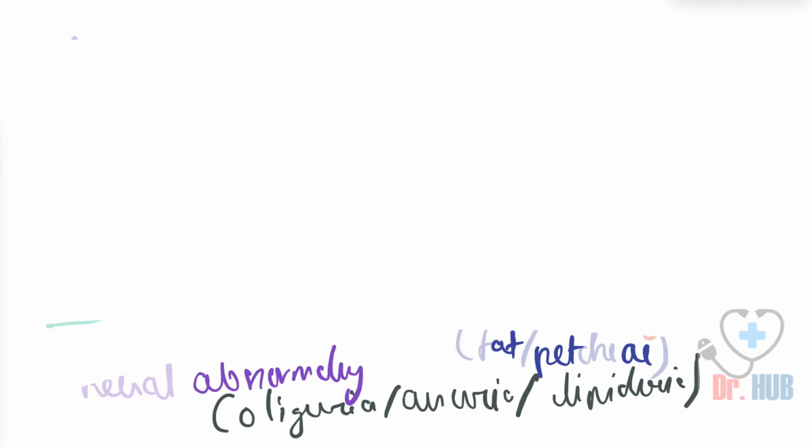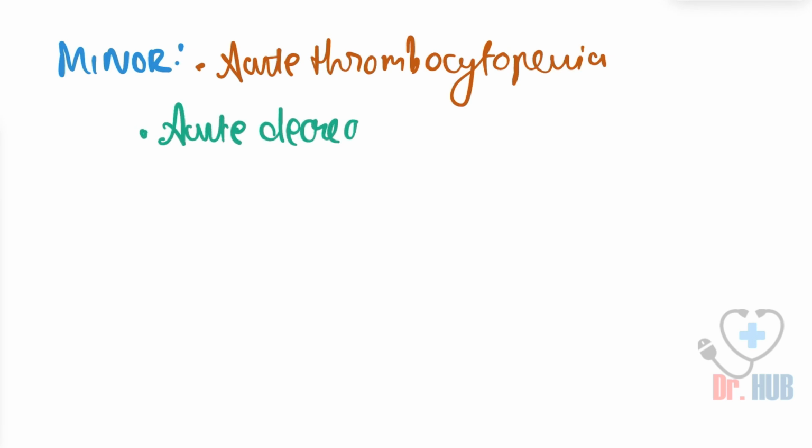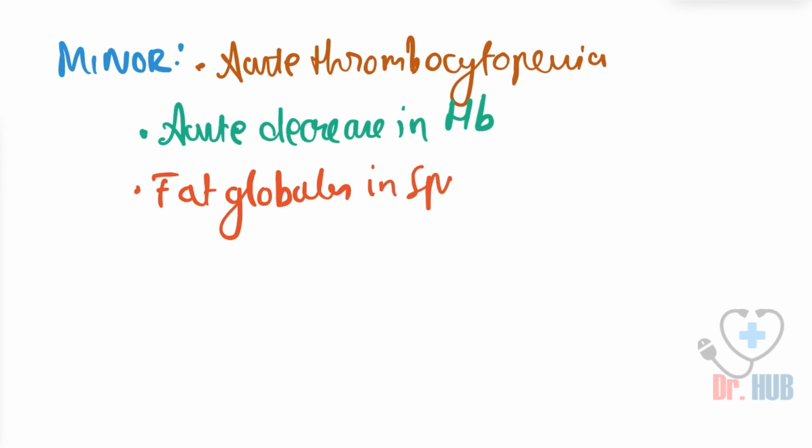Next we'll be continuing with other minor features. It includes acute thrombocytopenia, and after this there is also an acute decrease in hemoglobin. Then there are fat globules in sputum, as well as an increase in the ESR.